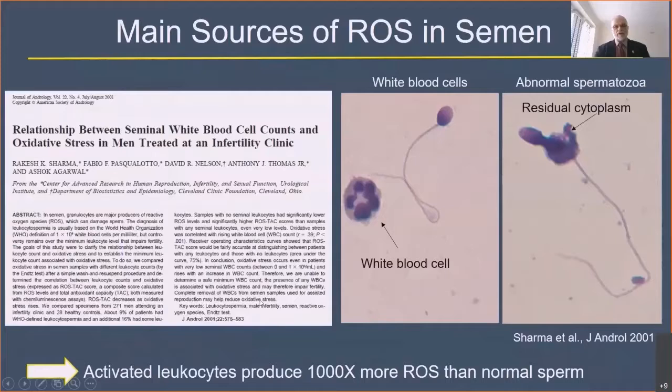Where are these reactive oxygen species coming from in semen? That is, of course, from white blood cells. That is their normal function, what they are doing to actually attack pathogens and destroy pathogens. On the other hand, they are also coming from abnormal spermatozoa. And there we must also be aware of the fact that the activated leukocytes are producing roughly 1,000 times more reactive oxygen species than normal spermatozoa.